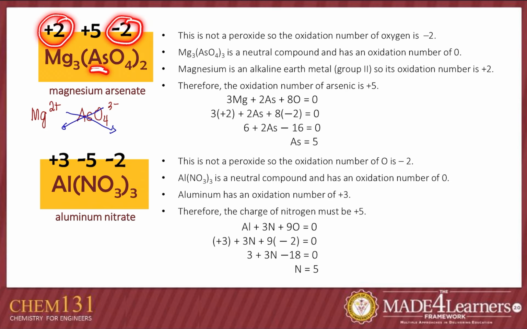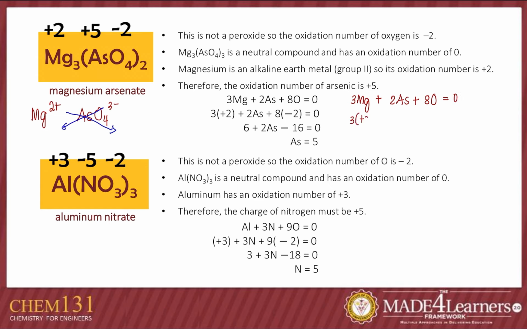So we have to solve for it. And because this is a neutral compound, we have three magnesium, which comes from the subscript. So three magnesium plus how many arsenic? There is only one arsenic, but it is multiplied by 2, class, because of the parenthesis. So two arsenic plus, here we have 4 oxygen but it is multiplied by 2 outside. So that makes 8 oxygen, and because this is a neutral compound, that's equal to 0.